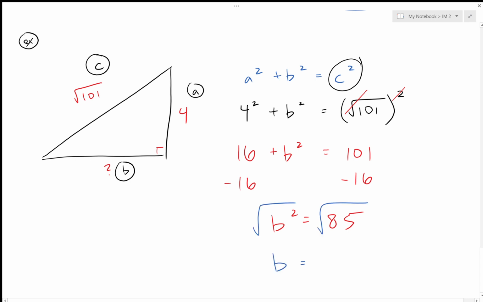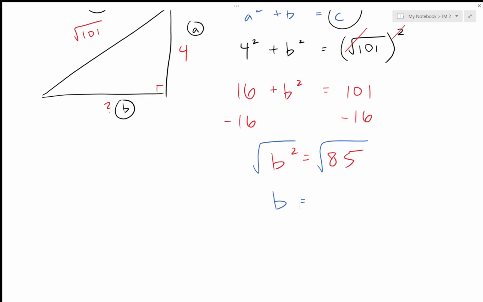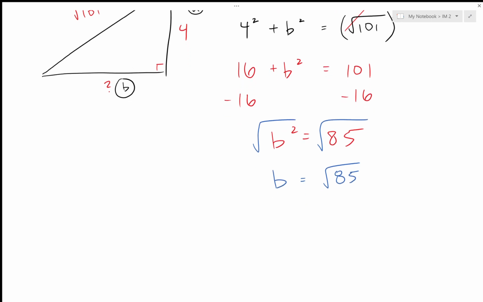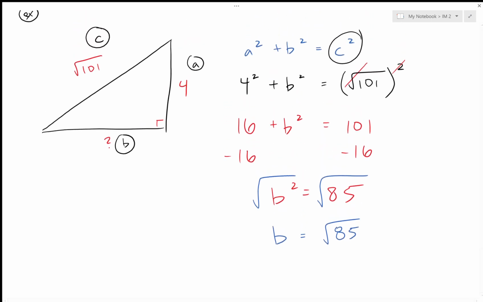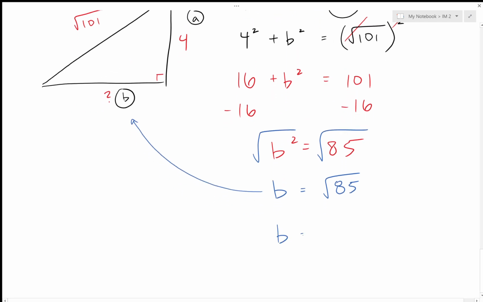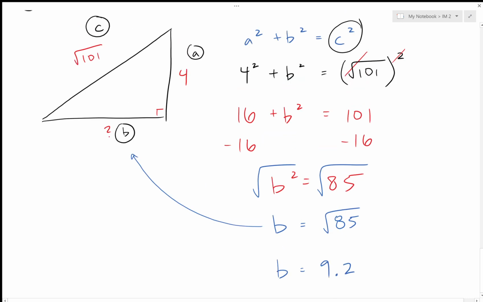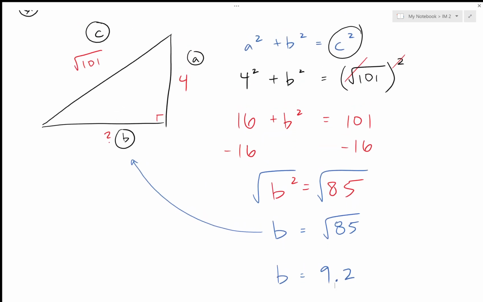B equals. You've got a couple choices here. As of right now, I'm okay if you leave it as square root 85. That doesn't make much sense to us if we're trying to put it back onto the picture, though. We want to check. So, real simple thing. You put this on your calculator, take the square root of 85, and you get about 9.2. That looks like it fits pretty well on our triangle. All right.